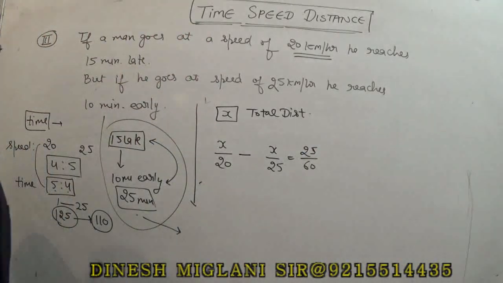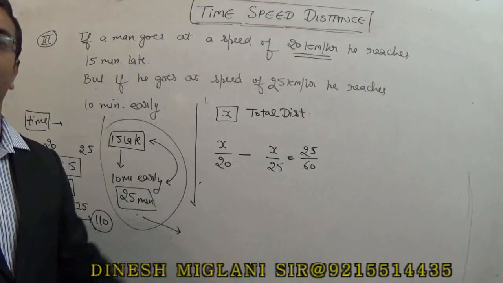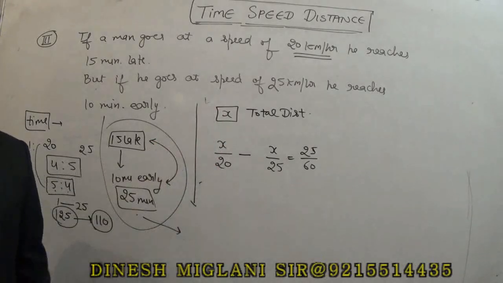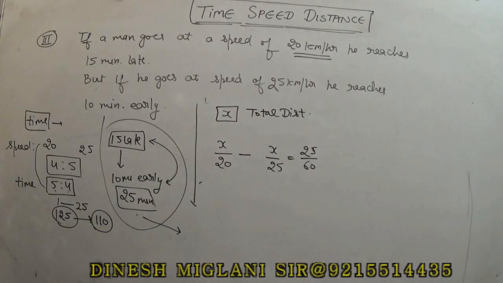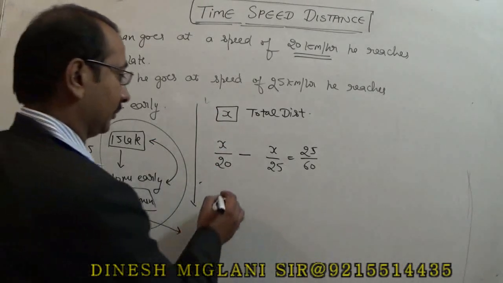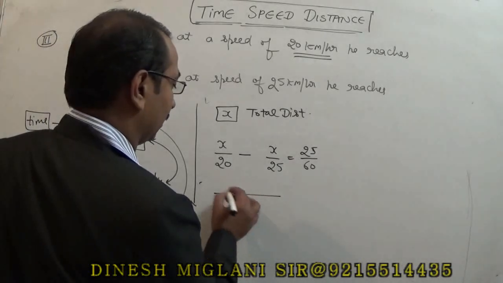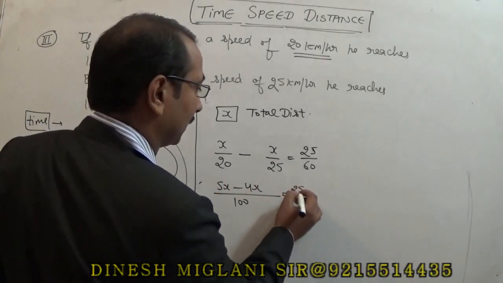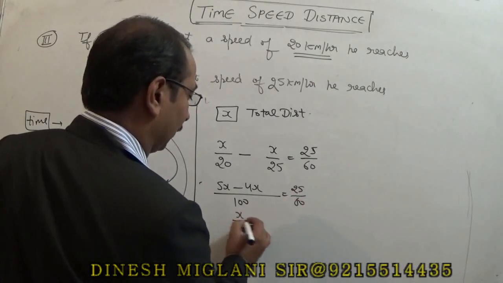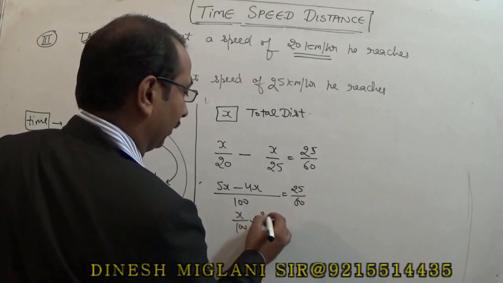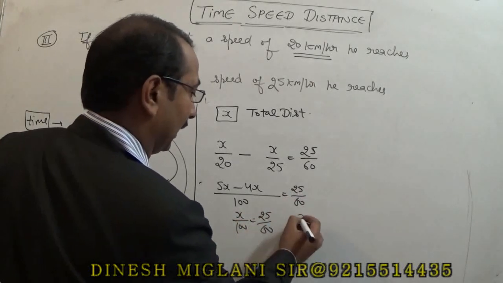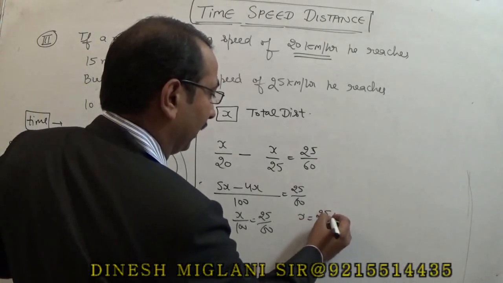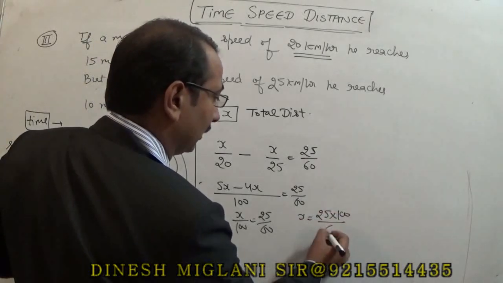Why have we done this? Because speed is given in kilometer per hour and the 25 is in minutes, so we convert into hours. Now solve it. LCM would be 100. 5x minus 4x equals 25 upon 60. X upon 100 equals 25 upon 60. X is equal to 25 into 100 upon 60.